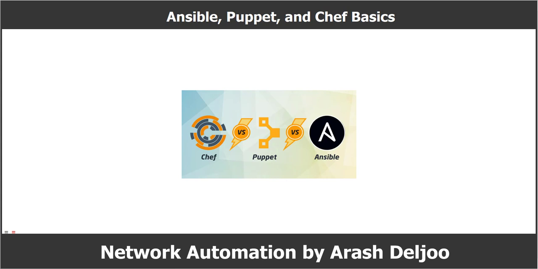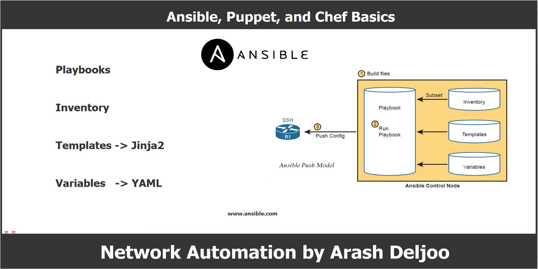Actually, first I will explain about Ansible, after that about Puppet, and finally Chef. To use Ansible, you need to install Ansible on some computer: Mac, Linux, or a Linux VM on a Windows host. You can use the free open source version or use the paid Ansible Tower server version. Once it's installed, you create several text files such as the following: playbooks, inventory, templates, and variables.